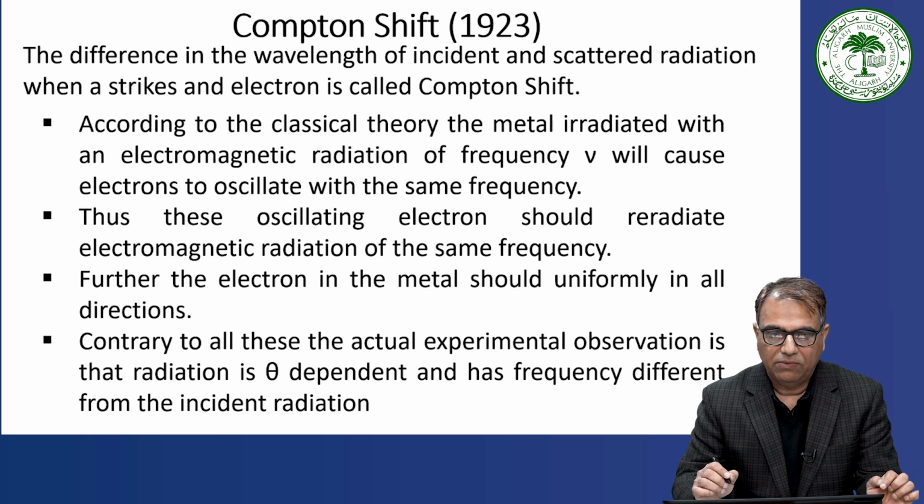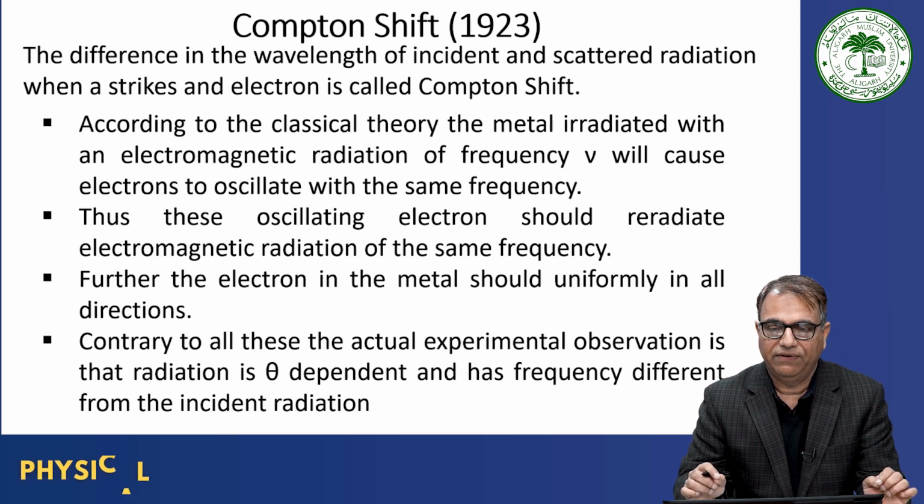Now I am going to talk about the Compton shift. Compton shift is the difference in the wavelength of incident and scattered radiation when the photon strikes an electron. The incident radiation and the scattered radiation have a difference in the wavelength, and this observation was known.